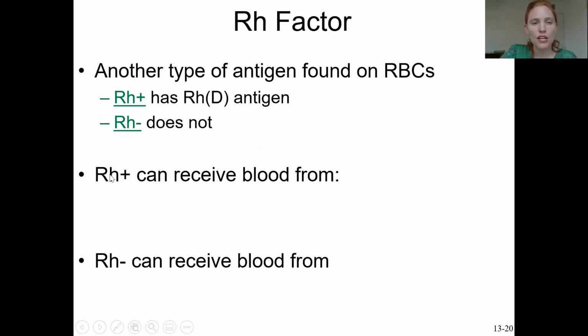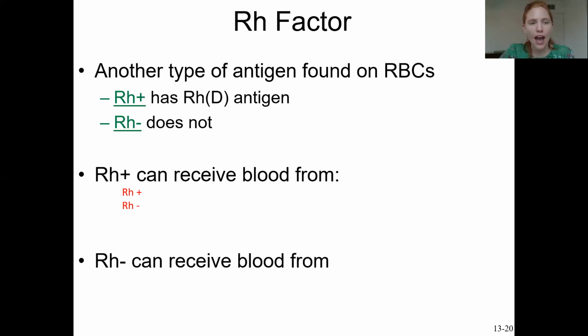Okay, so for the RH, let's talk about how they can donate. Or let's talk about receive first. If you are RH positive, which means that you have a positive at the end of your blood type here, that means that you have the RH antigen and you're going to receive blood. So remember, you can always receive from yourself. Can you receive blood from RH negative? Yes. You can also receive blood from RH negative, because RH negative means you do not have an antigen. The absence of an antigen is never a problem because there's nothing for the antibodies to bind to.